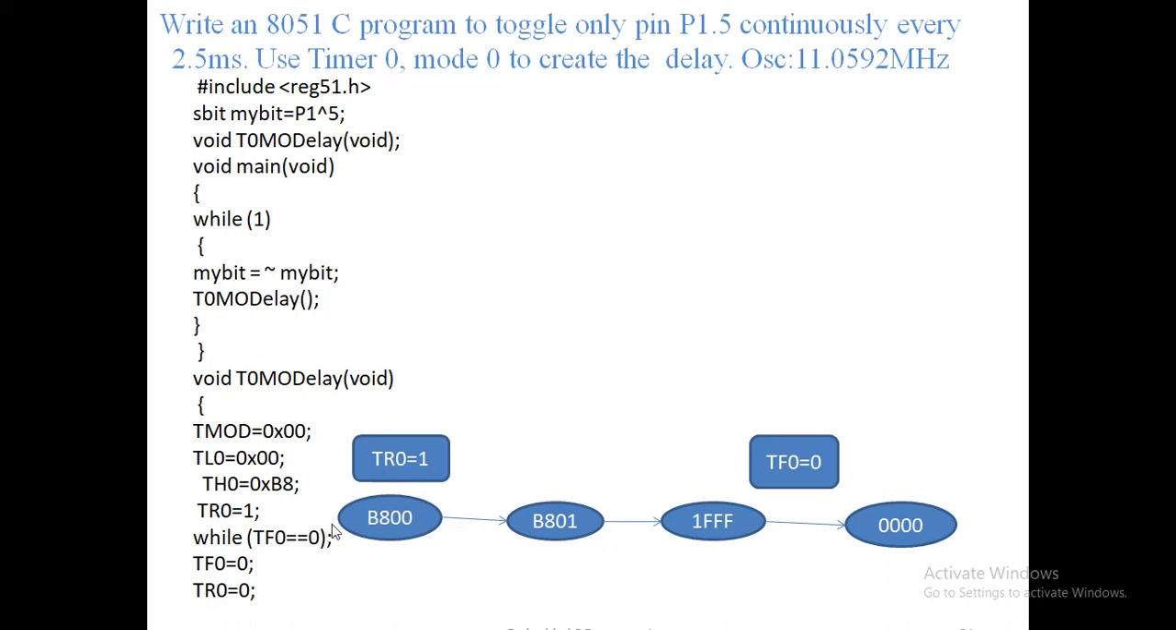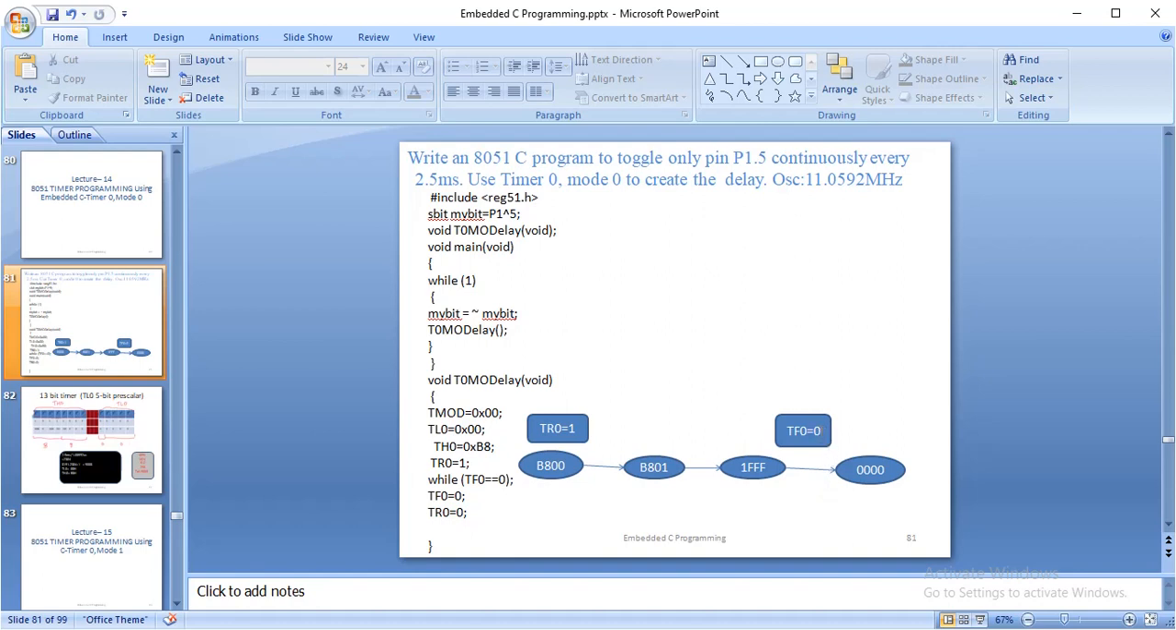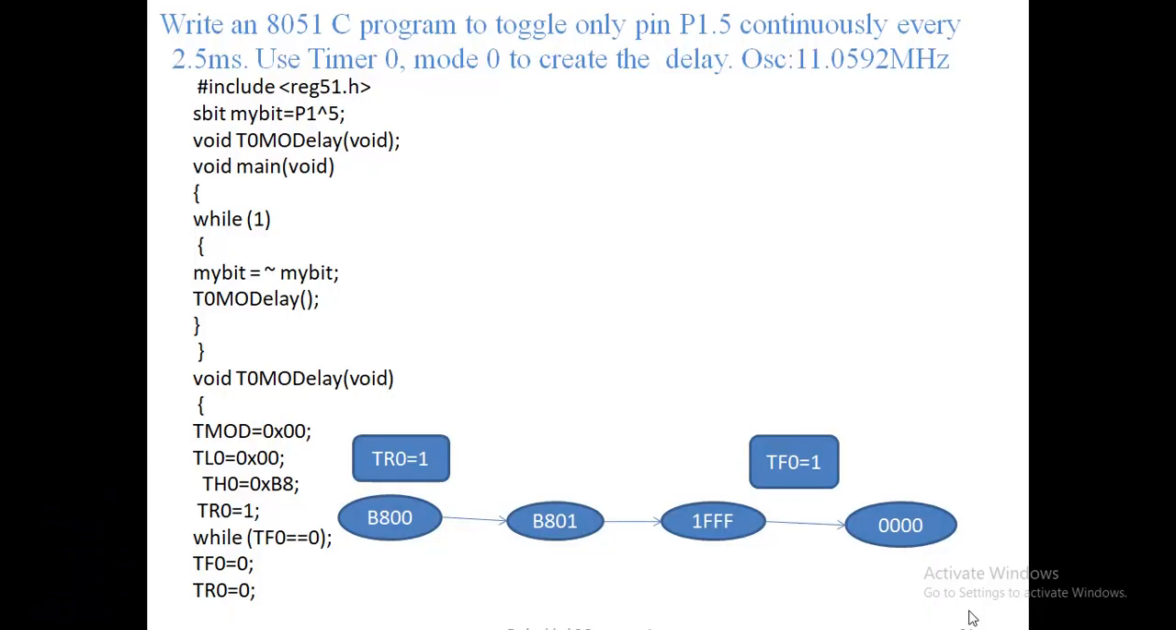I made a mistake over here. Once the timer reaches overflow, the TF0 bit becomes equal to 1. So it will check TF0 equal to 0, and this loop has to stay on that line only. Once TF0 becomes 1, it comes out of the loop. And once TF0 is set, it comes out of the loop.